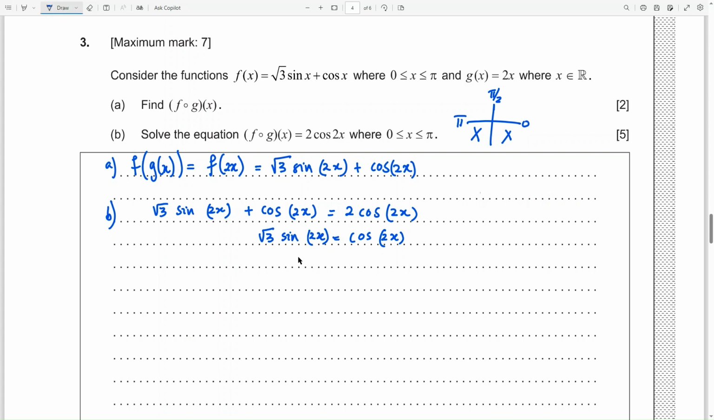Okay, now we can divide both sides by sine 2x. This is a bit annoying, but then you have cos 2x over sine 2x. And that is the reciprocal of tan, right? We said earlier, tan is sine over cos. So that means cot is cos over sine, right? So I'm just going to find the reciprocal of both sides. The reciprocal of this side is 1 over square root 3, and then the reciprocal of cos over sine is tan.